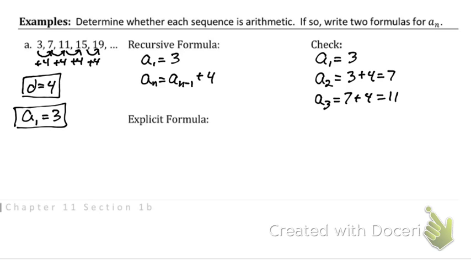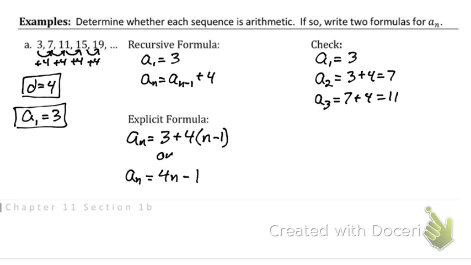Our explicit formula is going to be a sub n equals my first term, which is 3, plus our common difference, which is 4, times n minus 1. Or we can distribute that 4. 4 times n is 4n. 4 times negative 1 is a negative 4, plus 3 is going to be a negative 1. Both of those are the same equation.